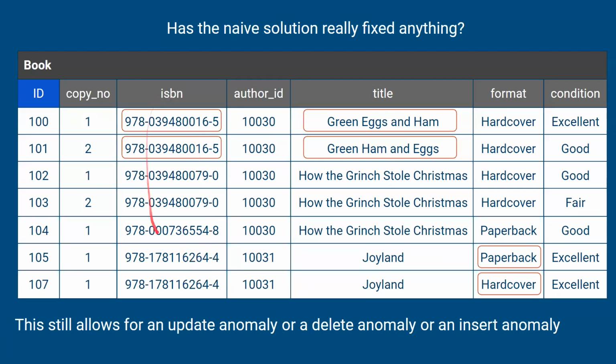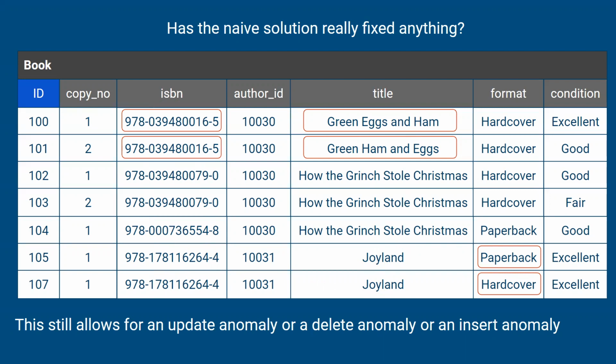The functional dependency tells me that ISBN determines the format. And because I inserted a record, I've now violated that information from the functional dependency. And so this is called an insert anomaly. And those are the three main anomalies that we're worried about with normalization: insert, update, and delete anomalies.